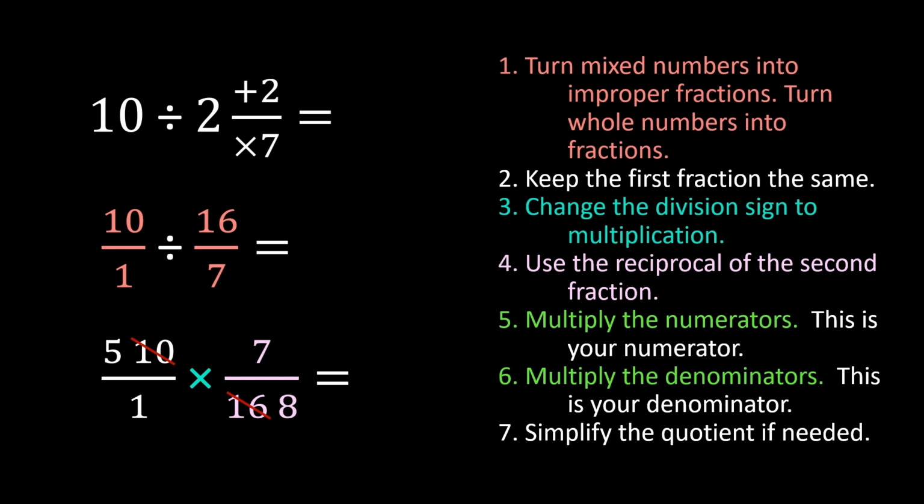Now when I go to multiply my numerators, I'm going to be multiplying 5 times 7. 5 times 7 is 35. And when I multiply my denominators, I'll be multiplying 1 times 8. And 1 times 8 is 8. So I have a quotient of 35/8, and my next step is to simplify if needed. 35 and 8 don't share any common factor, so I don't need to simplify. However, 35/8 is an improper fraction that I need to turn into a mixed number.